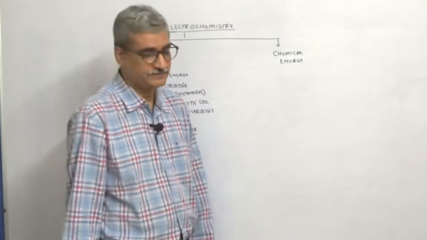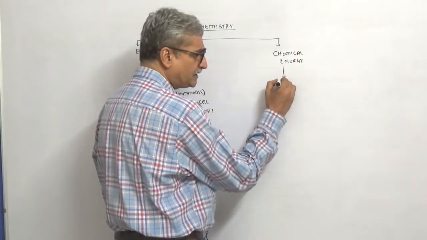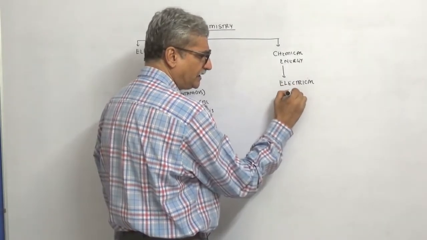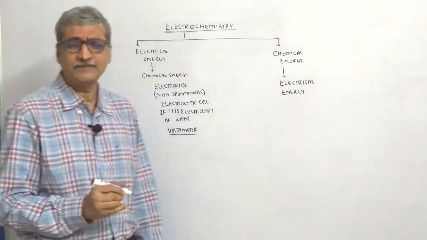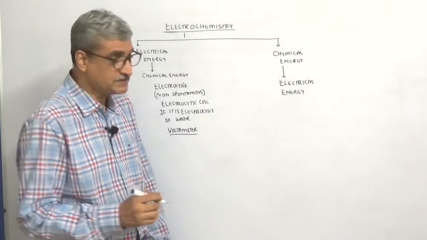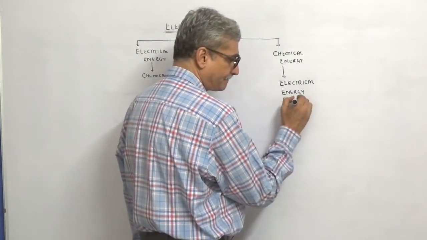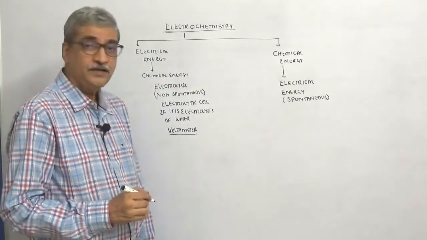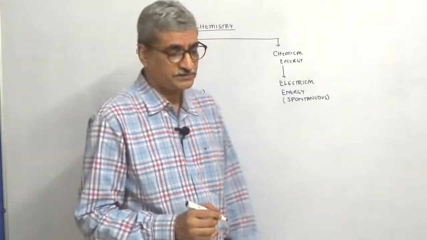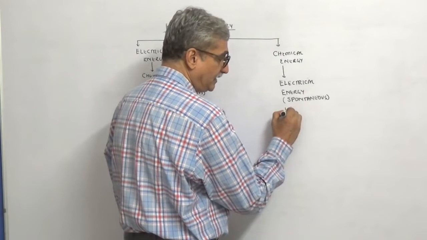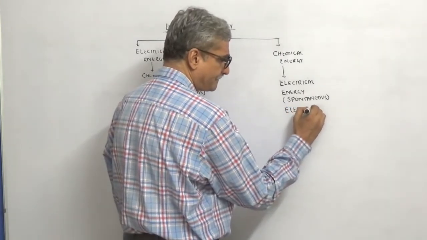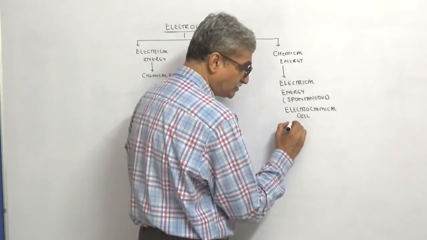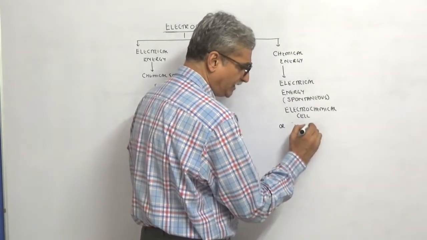Then what do we have? We have chemical energy. If you are converting chemical energy into electrical energy, this reaction is spontaneous. It happens on its own. The apparatus, the machine or the equipment is called an electrochemical cell. Sometimes it is also called a voltaic cell.